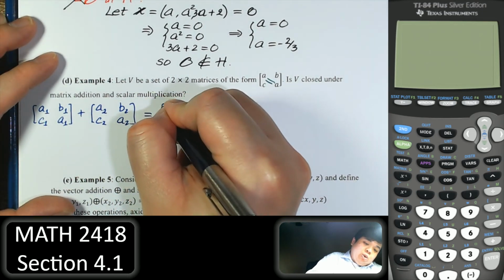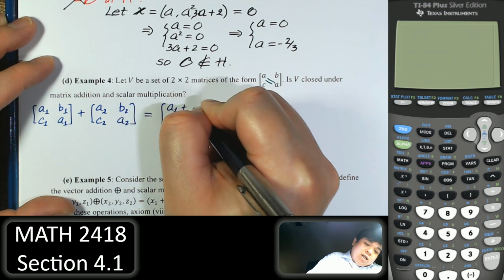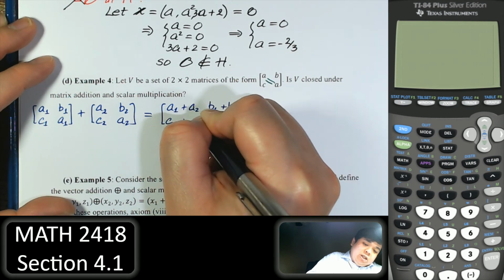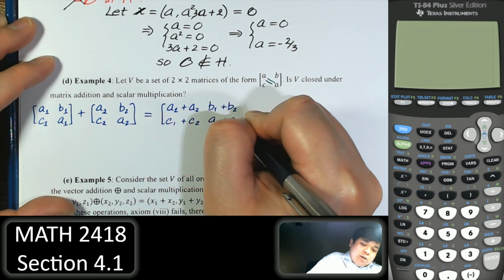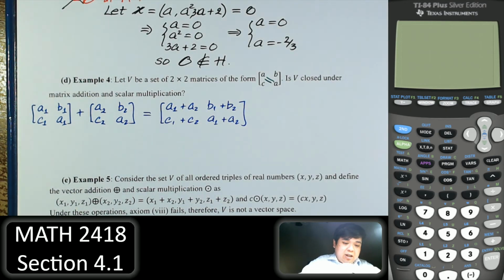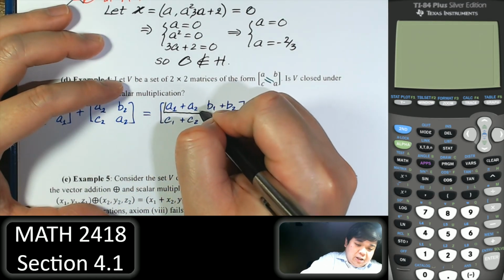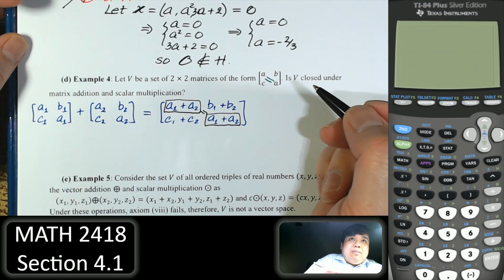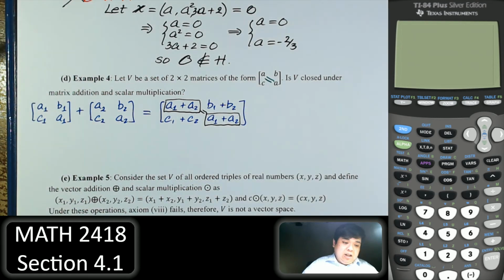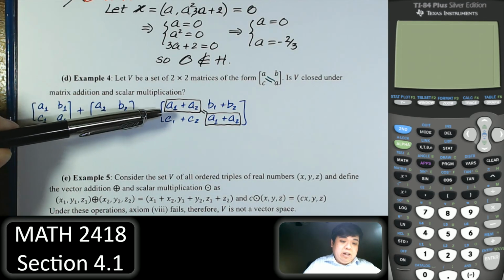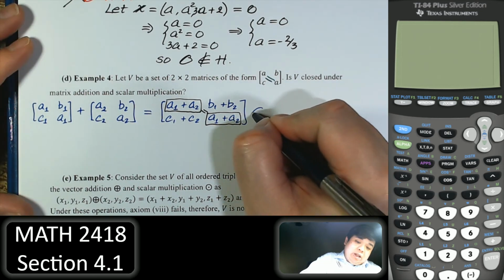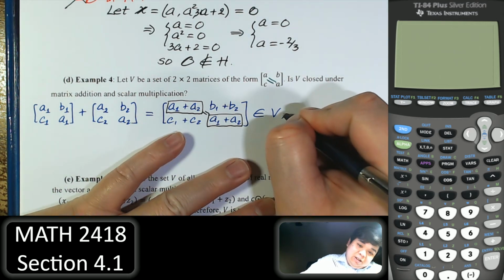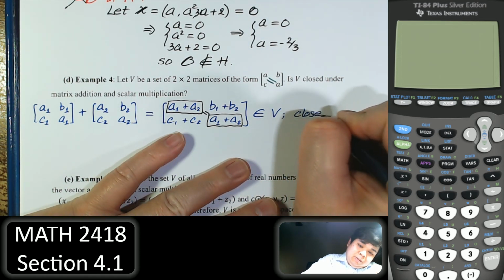When we add them, what do we have? a1 plus a2, b1 plus b2, c1 plus c2, and a1 plus a2. What we see here is that the diagonal entries once again are equal. If they are equal, that means it belongs to the set. So this belongs to V, this belongs to V, and the addition also belongs to V. So that's why it is closed under addition.